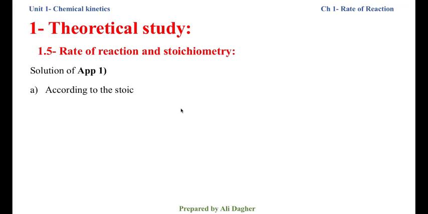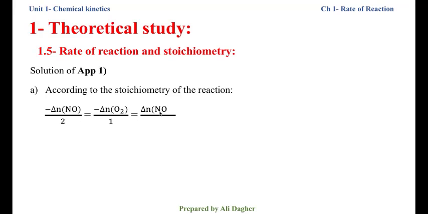According to the stoichiometry of the reaction, the stoichiometric ratio: minus delta n NO over 2 equals minus delta n O2 over 1 equals delta n NO2 over 2. We are given delta n O2 equal to minus 5. We can deduce delta n NO and delta n NO2. For delta n NO, minus and minus cancel, then delta n NO equals 2 times delta n O2 over 1, which is 2 times minus 5 over 1 equals minus 10 mole.